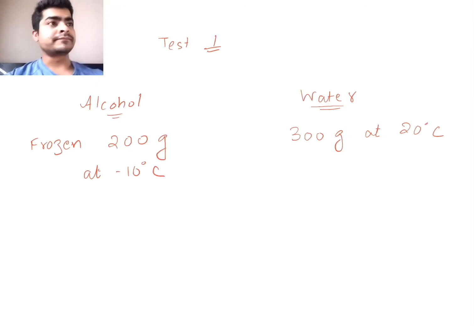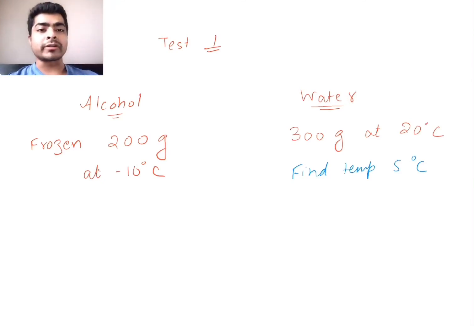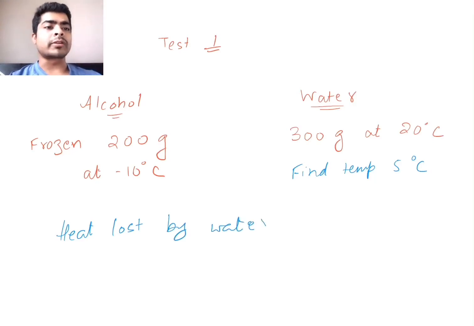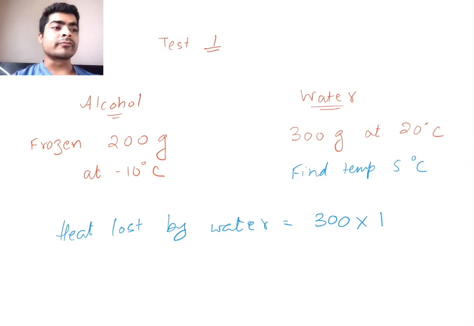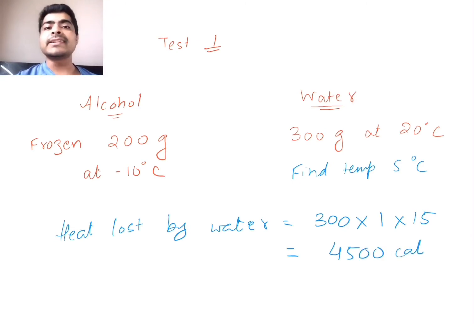So finally, we can write down the final temperature is 5 degrees Celsius. In this process, what is the heat lost by water? Heat lost by water will be m s delta T. So mass of water is 300 grams, specific heat of water is 1 calorie per gram per degree Celsius, multiplied by change in temperature. You are going from 20 to 5, so that is 15. So you obtain 4500 calorie. This is the heat released by water.